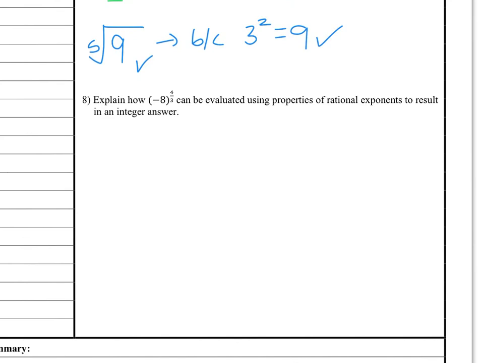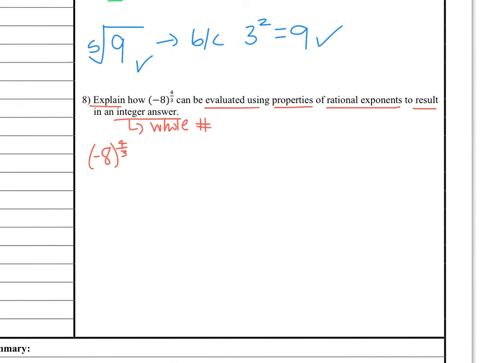Okay. All right, our last example here is the same idea. So explain how negative 8 to the 4/3 can be evaluated using properties of rational exponents to result in an integer answer. So an integer is basically just a whole number or any number that can be written on the number line, so negatives or positives, but it just can't be a decimal, it can't be a fraction of any sort.